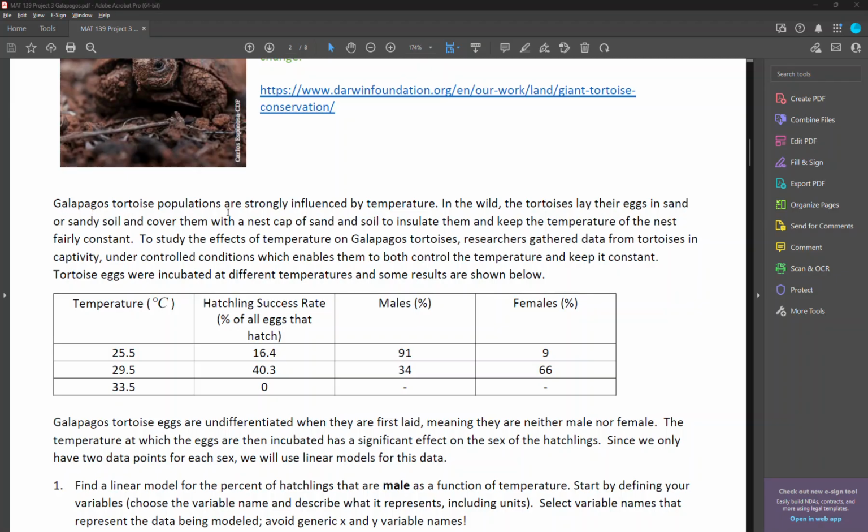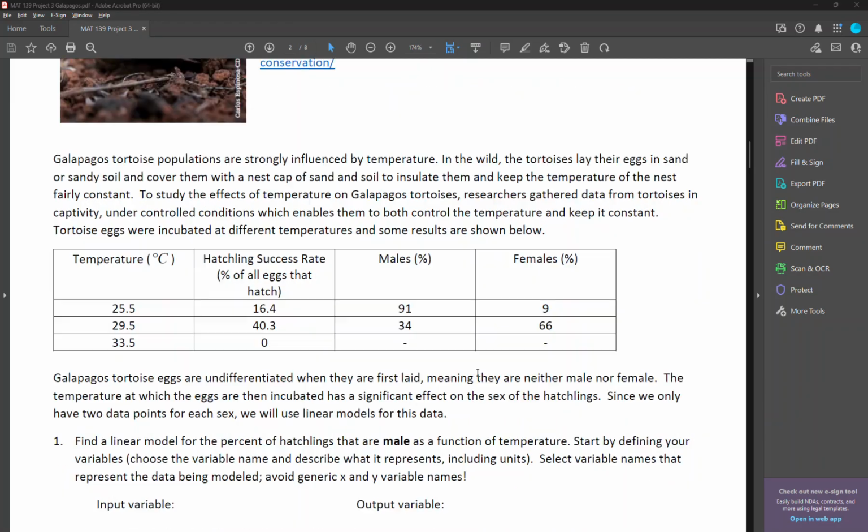So Galapagos tortoise populations are strongly influenced by temperature. It says in the wild, the tortoise lay their eggs in sand or sandy soil and cover them with a nest cap of sand and soil to insulate them and keep the temperature of the nest fairly constant. To study the effects of temperature on Galapagos tortoises, researchers gathered data from tortoises in captivity under controlled conditions, where they were able to monitor the temperature and keep it constant. So tortoise eggs were incubated at different temperatures, and the results are shown below.